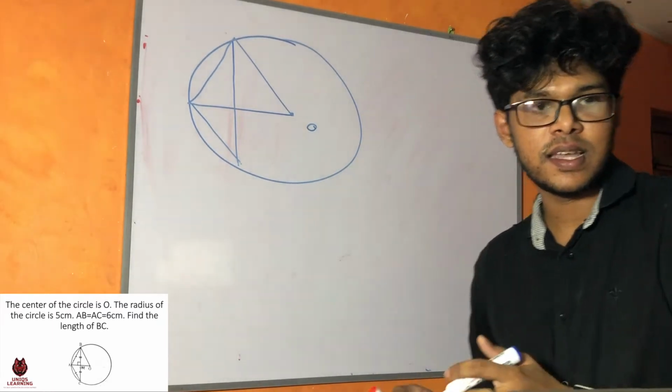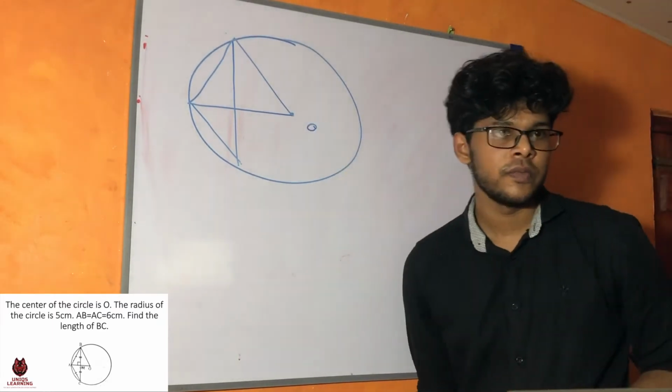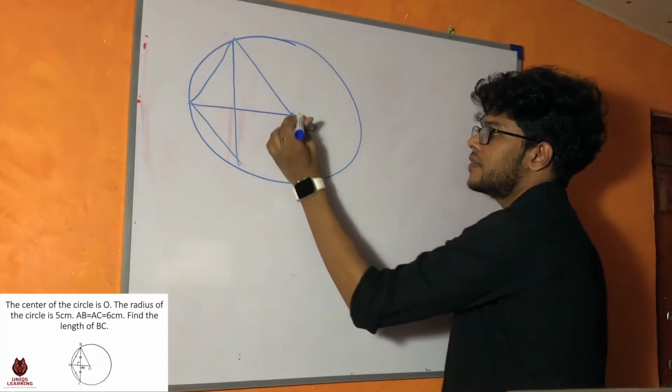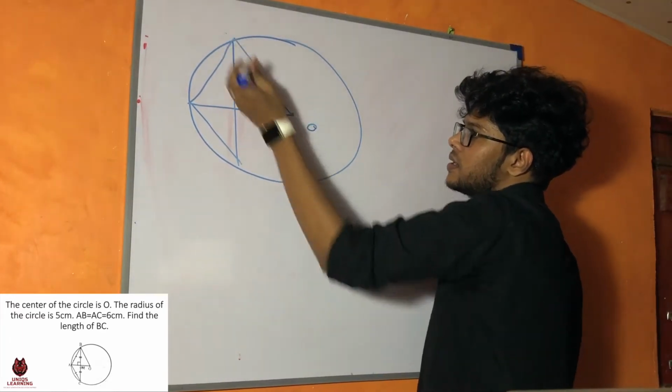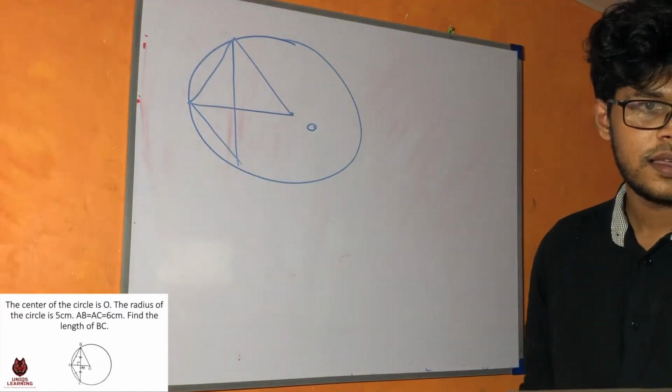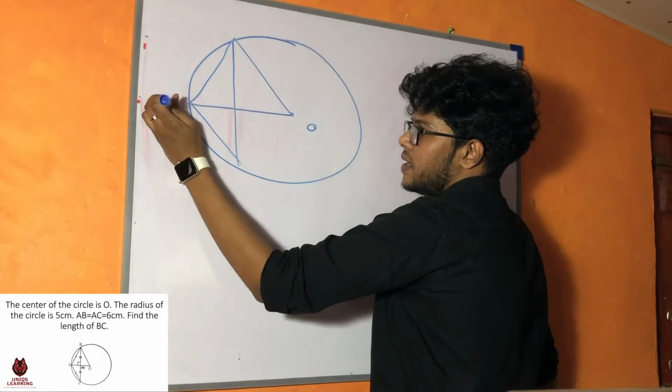The center of the circle is O. Then the radius of the circle is 5 centimeters. So the radius, the distance from here to here, also the distance from here to here is 5 centimeters. Okay, then we have the chord.